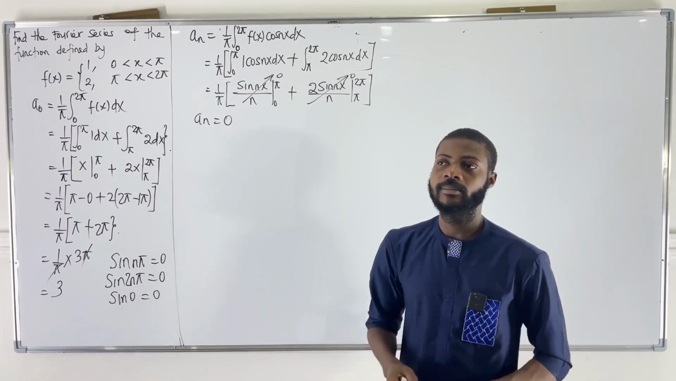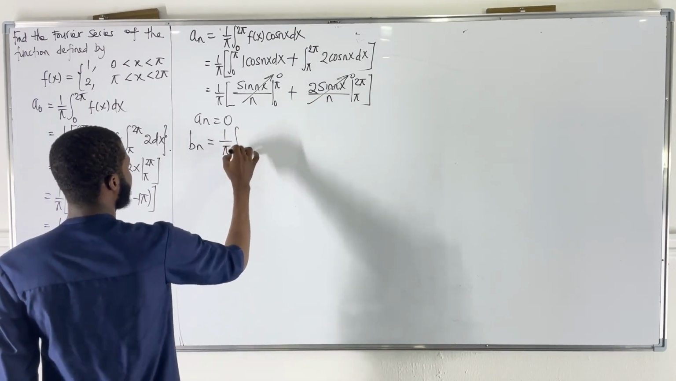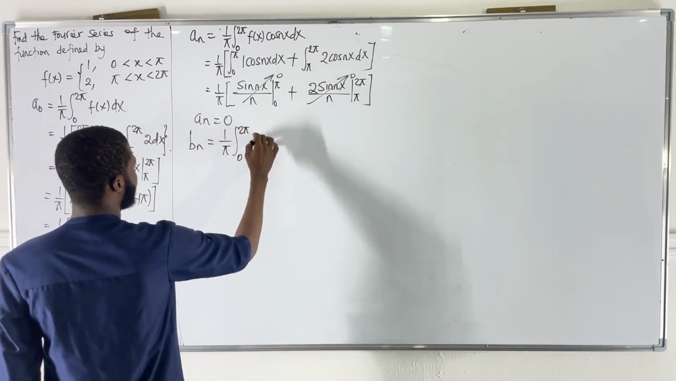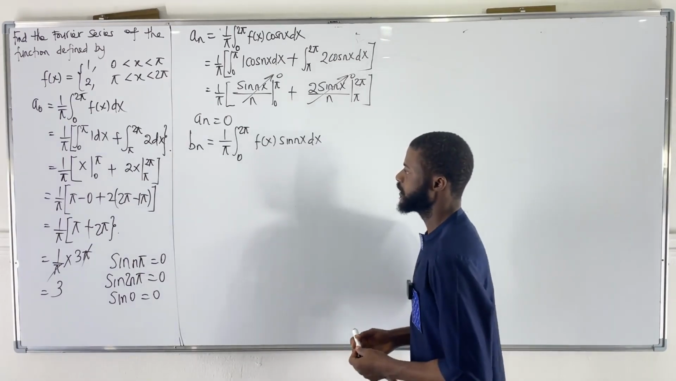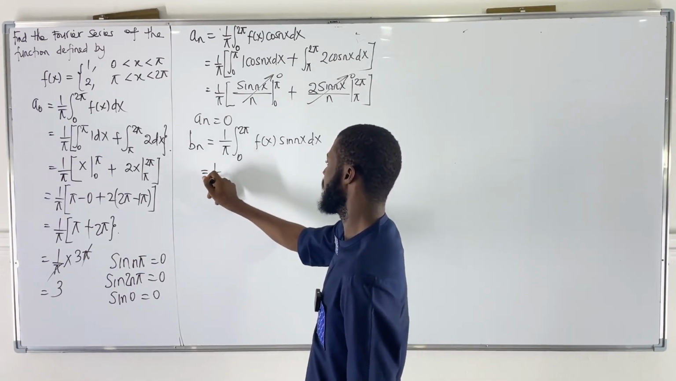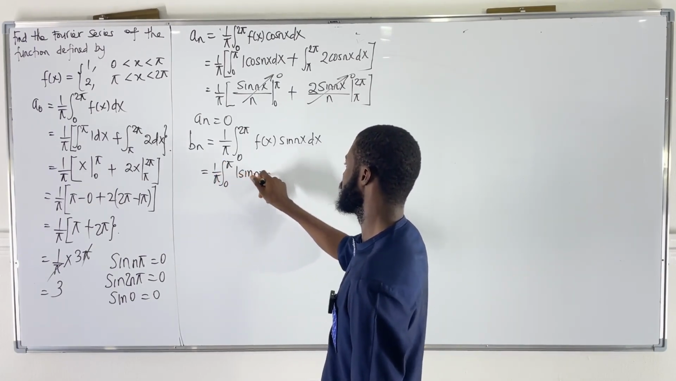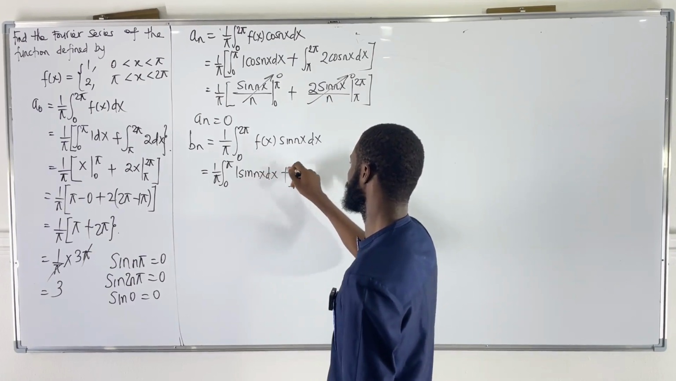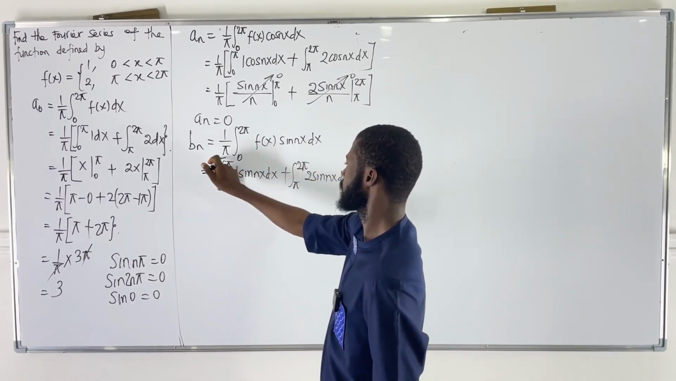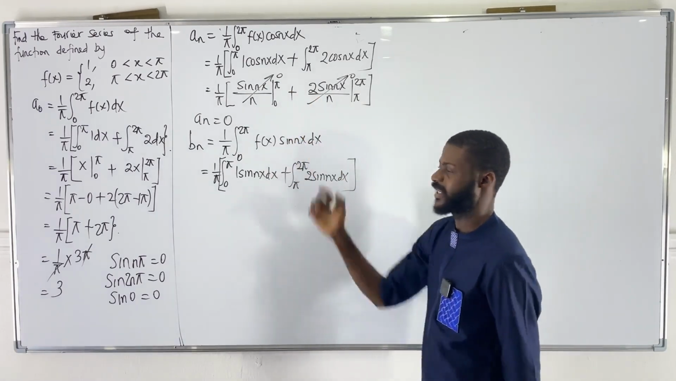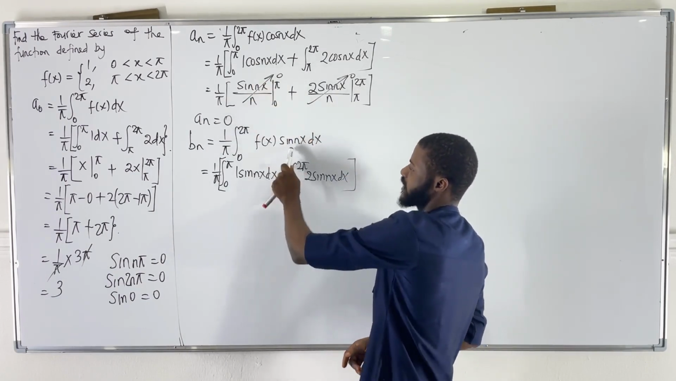Now let's find b sub n. So b sub n is 1 over pi integral from 0 to 2 pi of f of x sine nx dx. So this will be 1 over pi integral from 0 to pi of 1 sine nx dx plus integral from pi to 2 pi of 2 sine nx dx. Just basically the same thing, but this time around it is sine, instead of cosine.